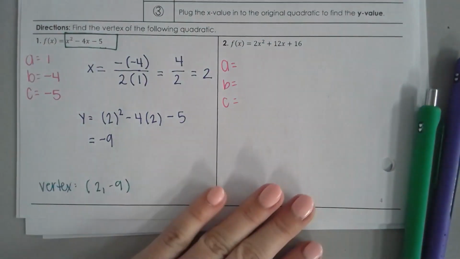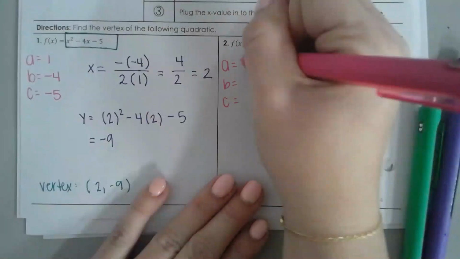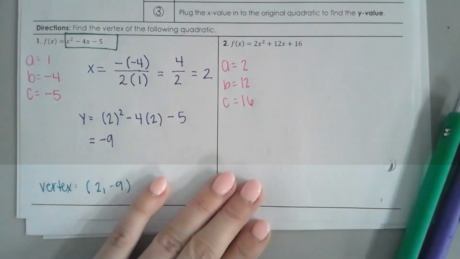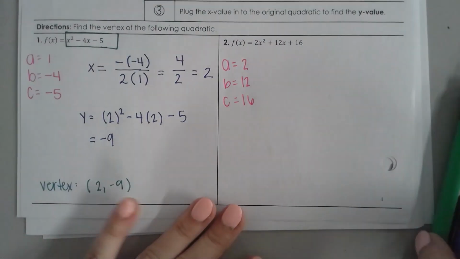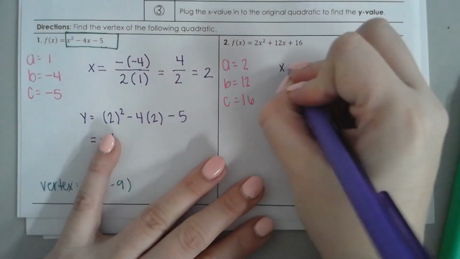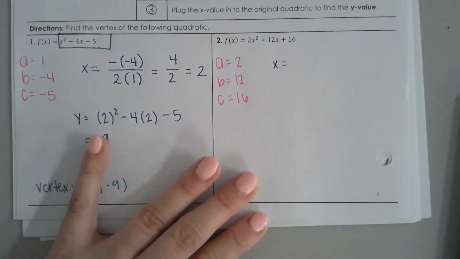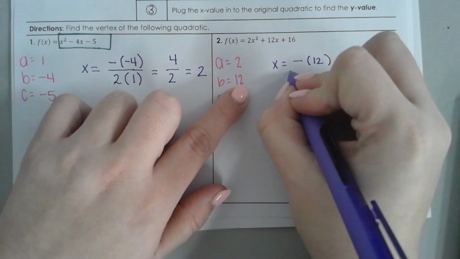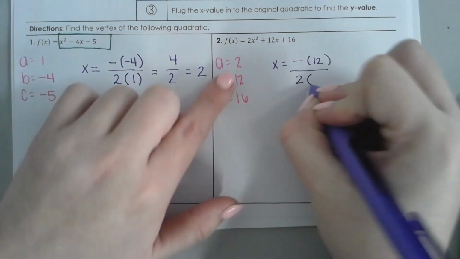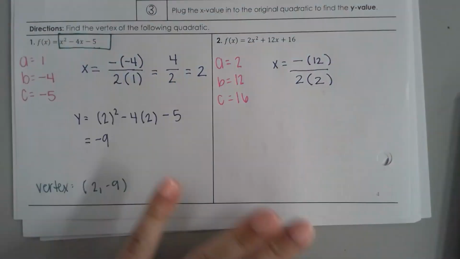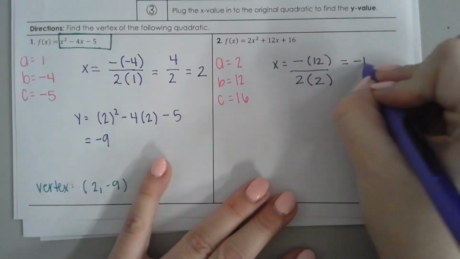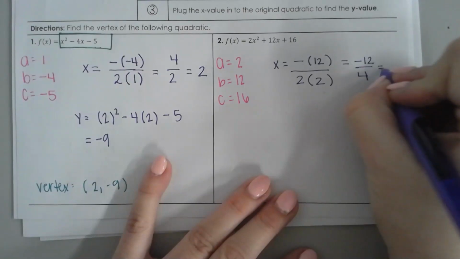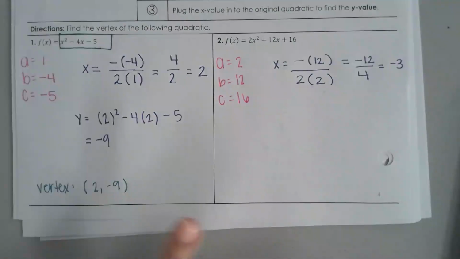What is A? 2. B? C? 16. So to find the x value, it's going to be -b over 2a, which is -12 over 4, which is -3.